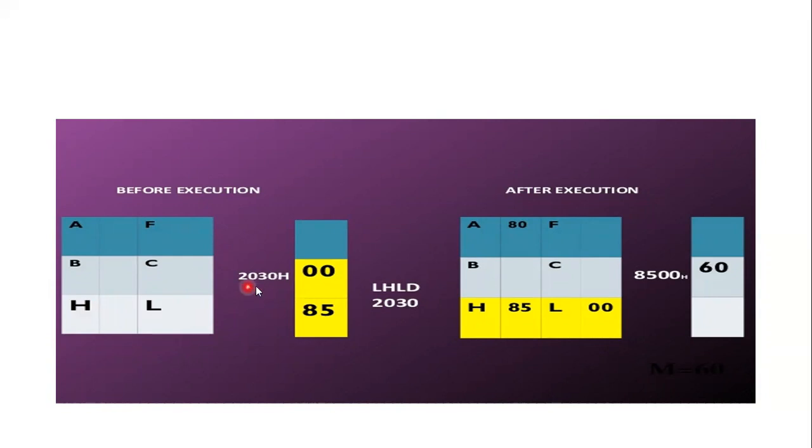So 2030 has the value 00. 2031 has the value 85. So LHLD 2030, whose address is here 8500, and at 8500 the value 60 is there.